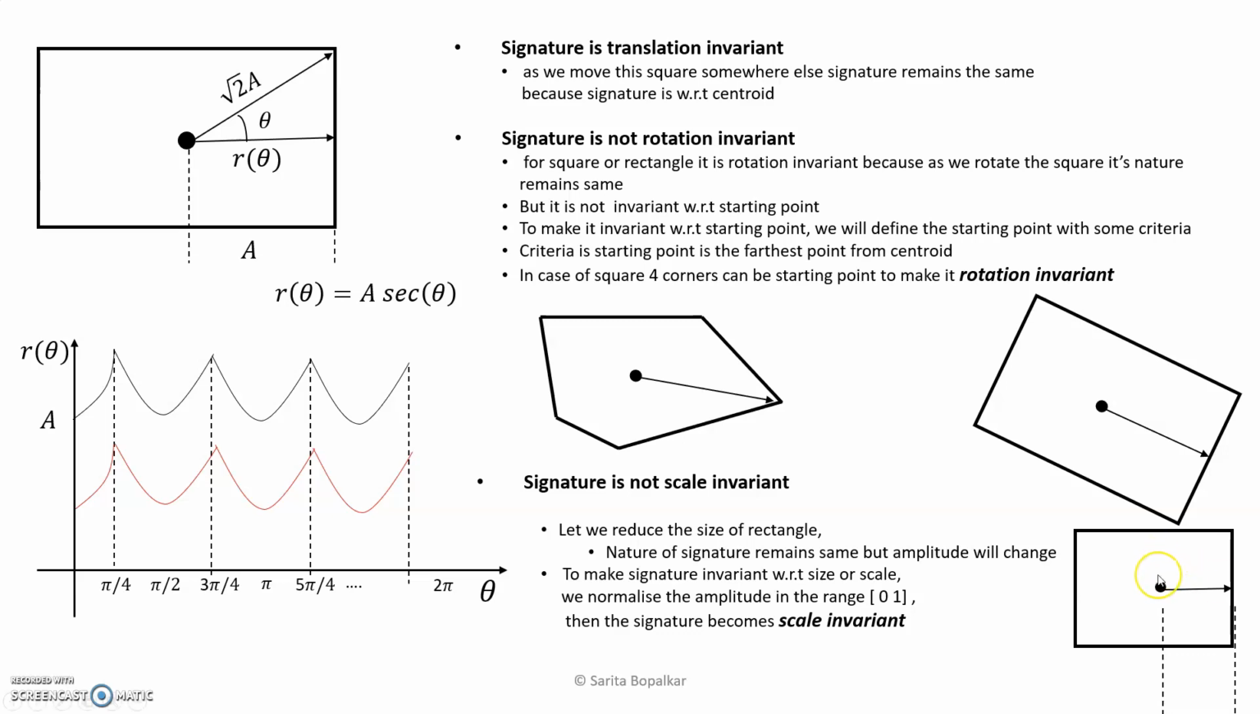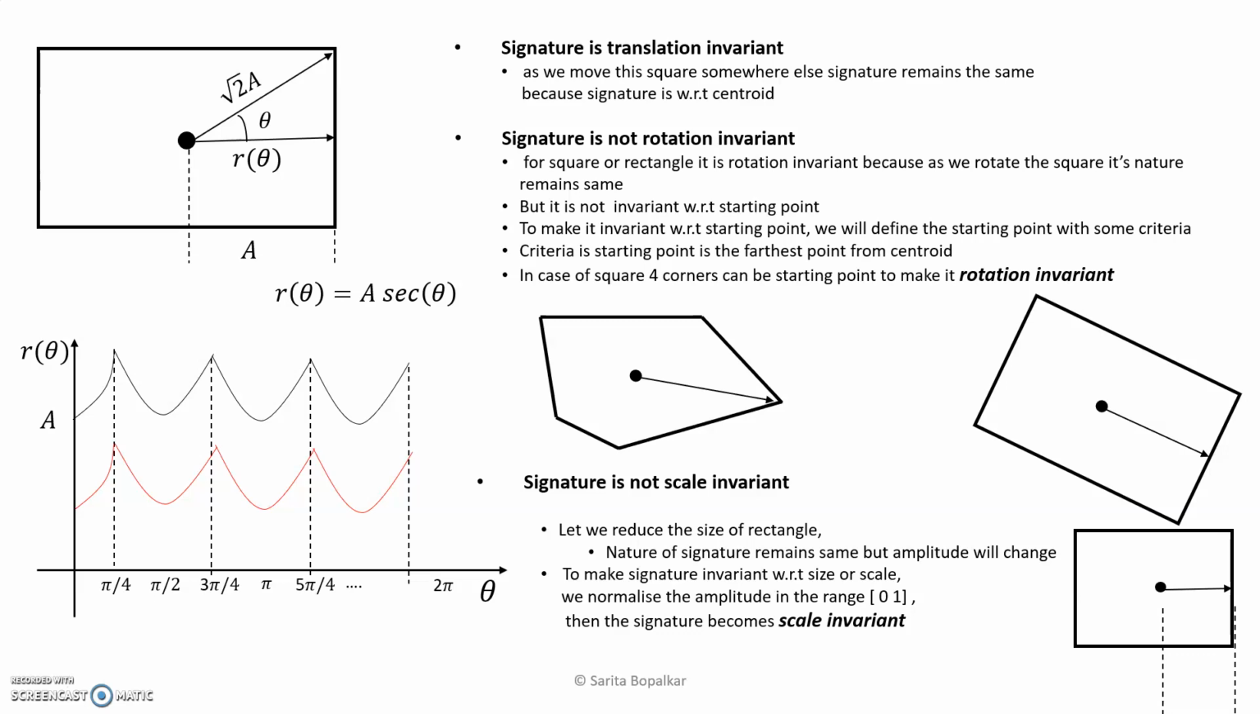So even though I change the dimension of this boundary, for any dimension, I will represent the minimum value as 0 and the maximum value as 1. Like this, we can normalize the amplitude to make the signature scale invariant. The signature is already translation invariant. We can make the signature rotation invariant by selecting the same starting point, and the criterion for the starting point is that we select the point which is the longest distance from the centroid.